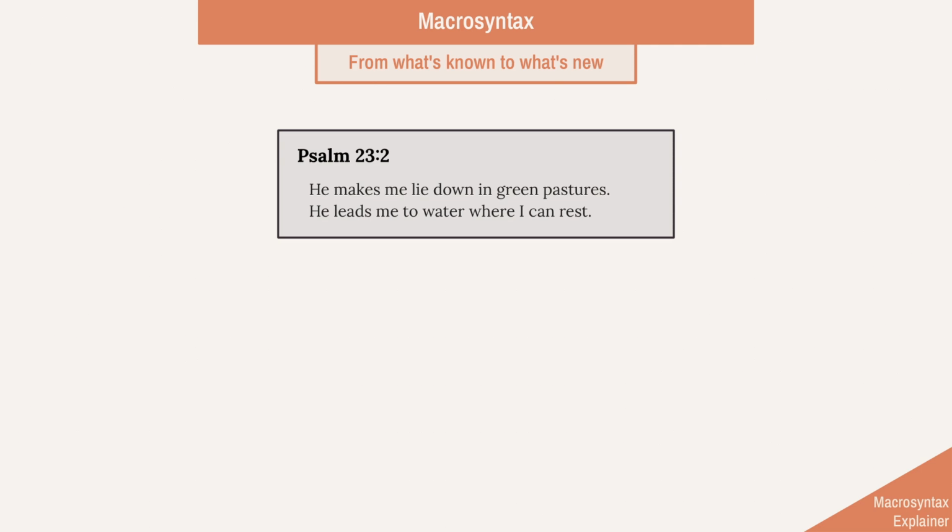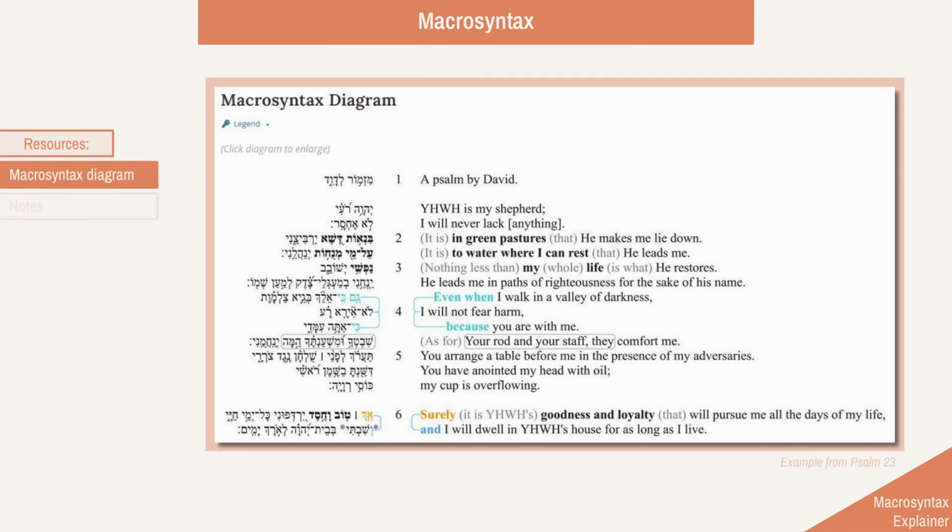In verse 2, is the focus on the green pastures or on him making me lie down? Is it on the waters where I can rest, or that he leads me? We answer this question in our macrosyntax diagram. Here you can see the text laid out clause by clause with the Hebrew on the left and translation on the right. But the translation also adds important information.